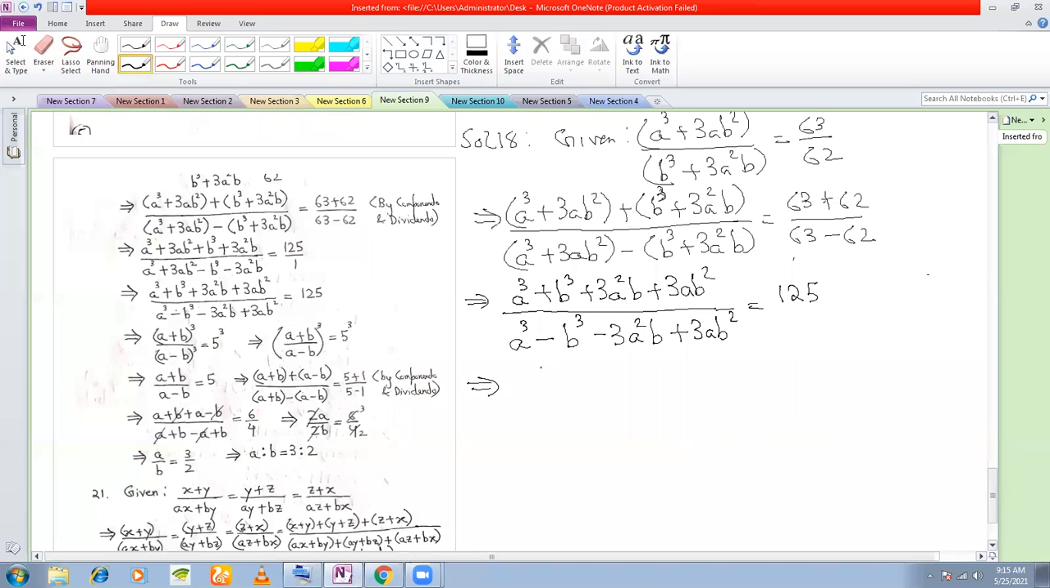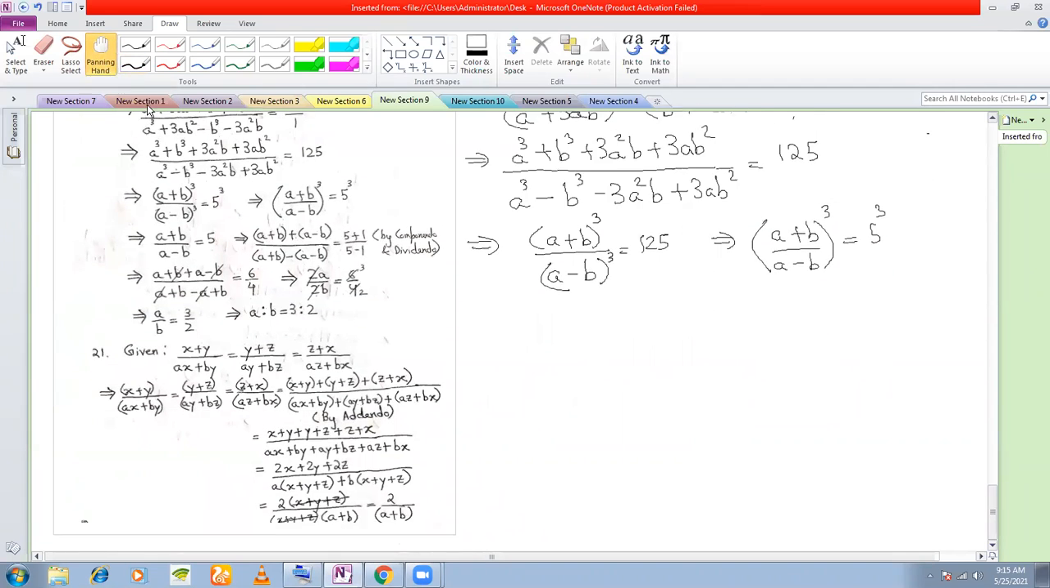Now you see, in the numerator you have a plus b whole cube form, and in the denominator you have a minus b whole cube form. That means this entire fraction is a cube, and you can write 125 as 5 cube. That means you get a plus b by a minus b is equal to 5.